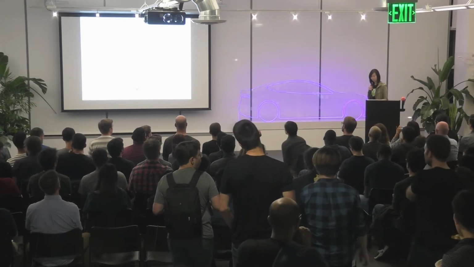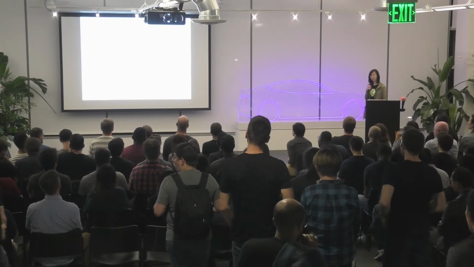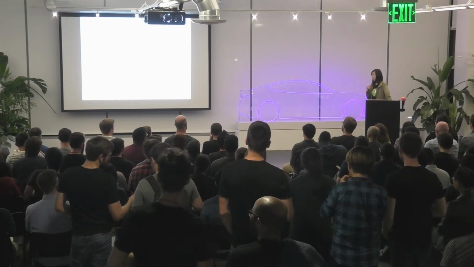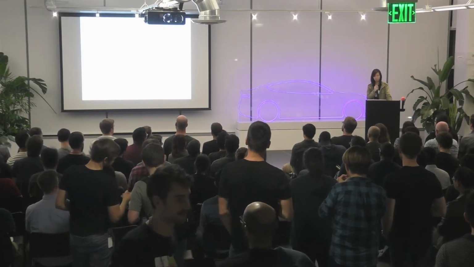So before I get into that, first I want to introduce myself a little bit. I graduated from the University of Waterloo, majoring in computer science. Before Lyft, I worked at A9 Visual Search in Amazon to help build out their mobile computer vision framework. I've been at Lyft for just under 2 years, and my team mainly focuses on building commuter products, namely Carpool and now Shuttle, which I'll be talking about today.